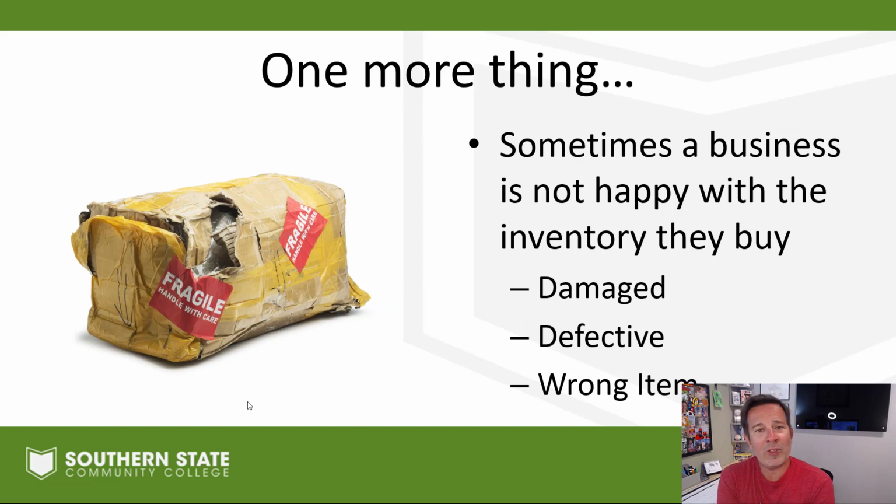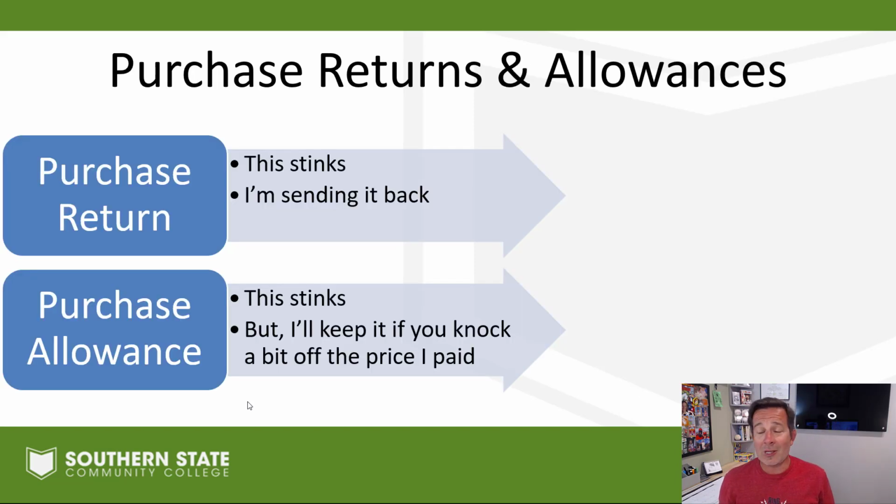One more thing to share with you. Sometimes a business is not happy with the inventory they buy, just like sometimes you as a consumer are not happy with the inventory you buy. And when that happens, it could be damaged inventory, defective inventory, the wrong item was sent, whatever the case might be. The options for a business buying inventory are very similar to the options that you have. You can say, man, this stinks. I'm taking it back for a refund. That would be a purchase return.